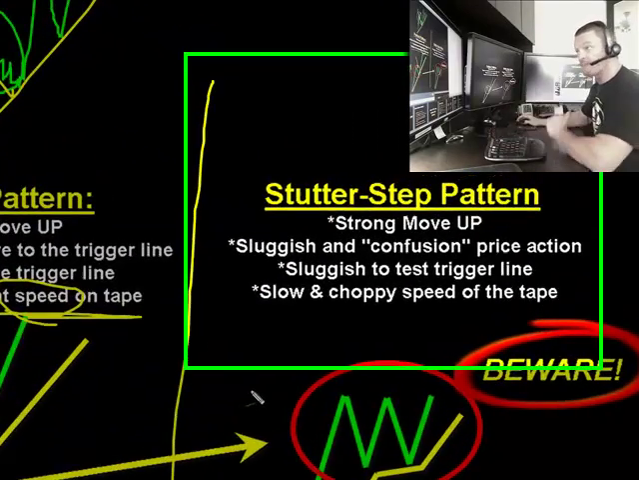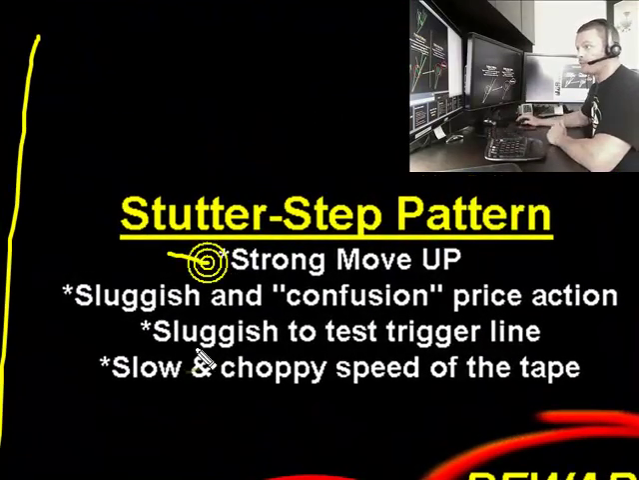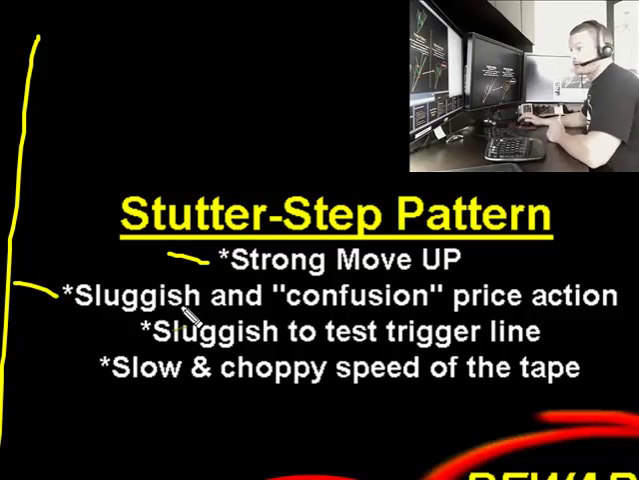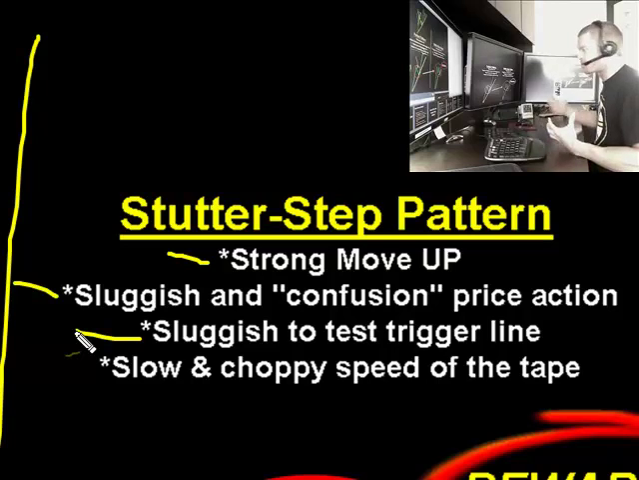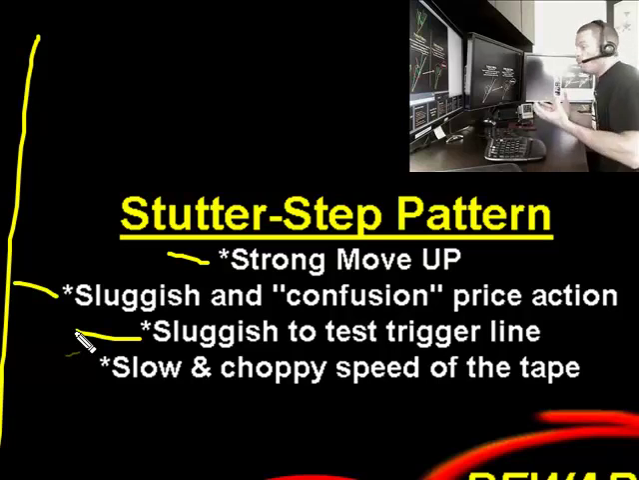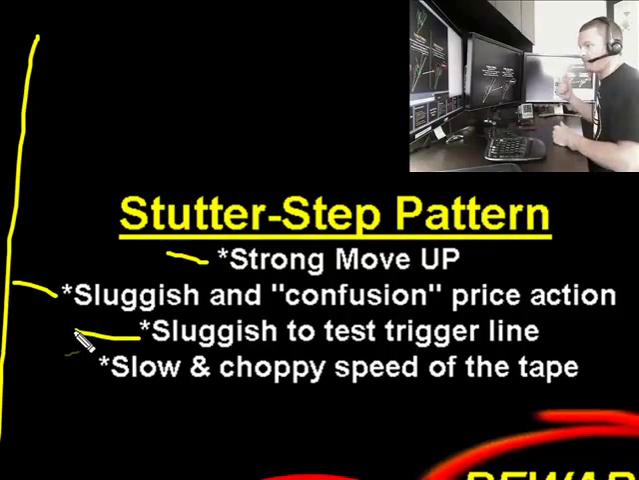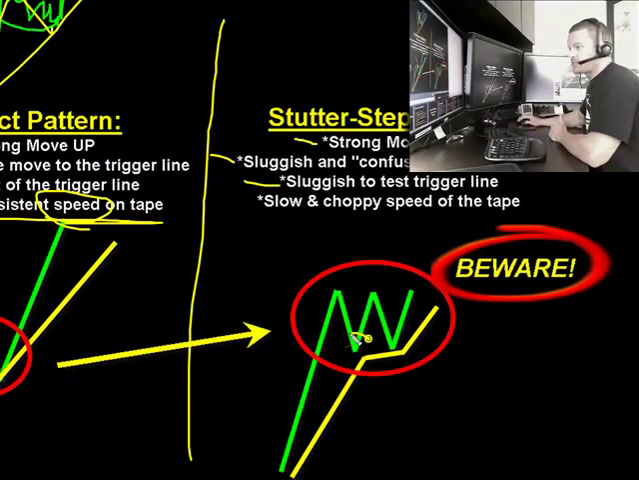Now in this case, we still have that strong move up. But remember, in this case, there's going to be a sluggish and oftentimes confusing appearance to the way in which it pulls back. It's very sluggish, very slow and choppy on the price action. The speed of the tape is slow. Momentum is going sideways. All right, guys, so it's very sluggish and, what I like to say, indecisive. It feels like it's getting ready to make some sort of move, but not back to the upside.